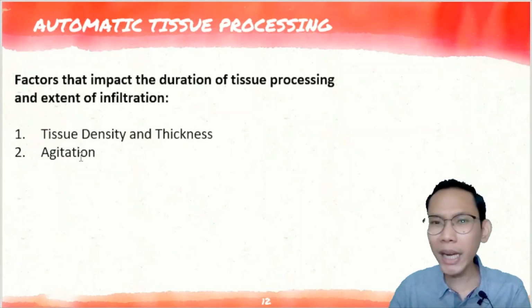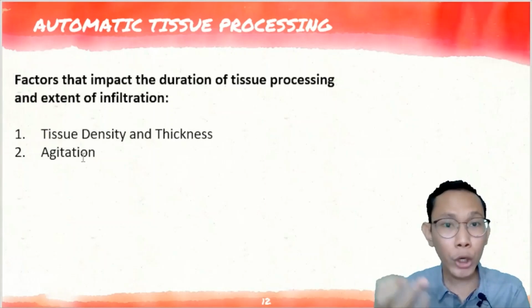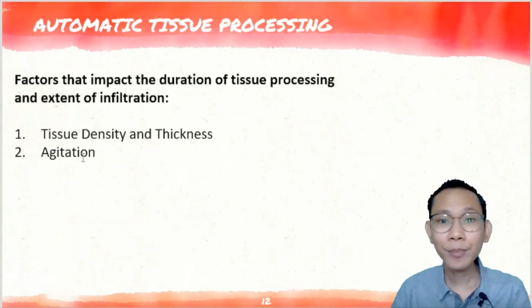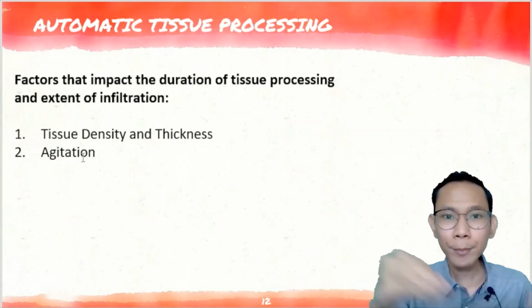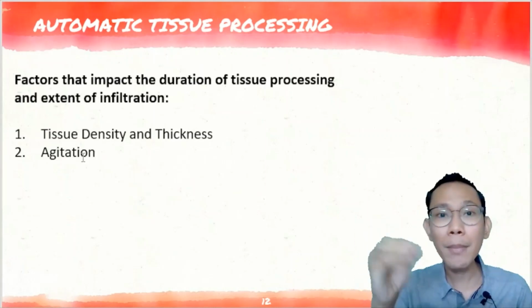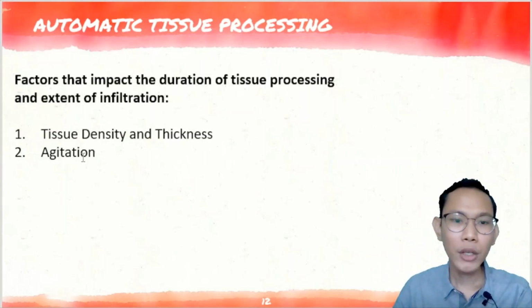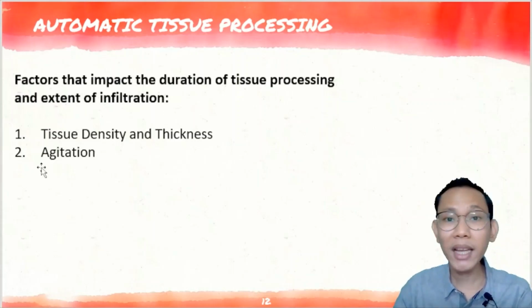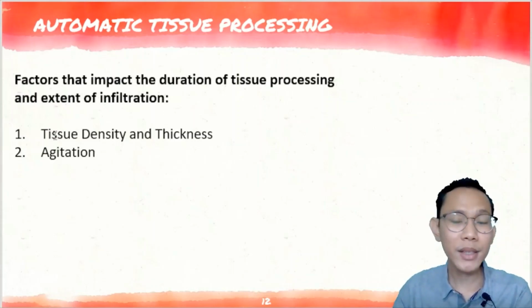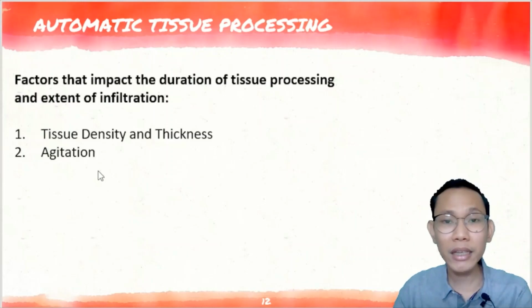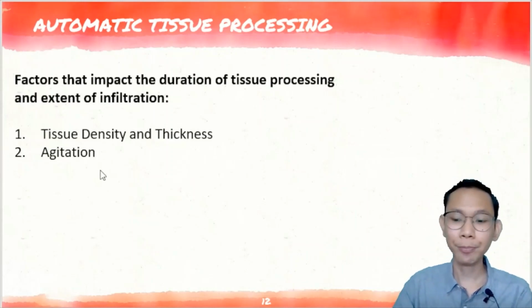Therefore, anong nangyayari pag walang agitation? There will be poor infiltration ng ating tissue sample. So there will be poor facilitation, hindi mahihirapang magdi-diffuse yung ating reagents para sa ating tissue processing. So we want this agitation to create an increased surface area. Once there is an increased surface area para sa ating tissue sample, mag-infiltrate or there will be increased diffusion of our reagent.